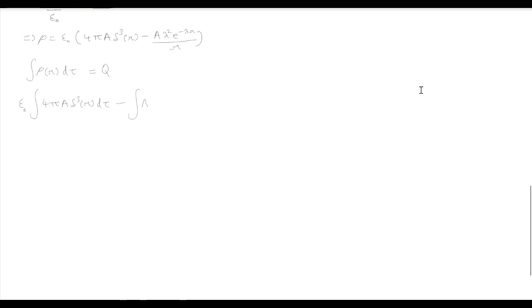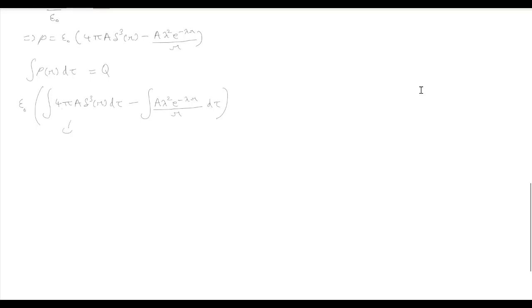Let's move this a bit aside. Then we have a lambda squared e to the power minus lambda r over r, and then there's a d tau here. So now let's do the first integral, this one.